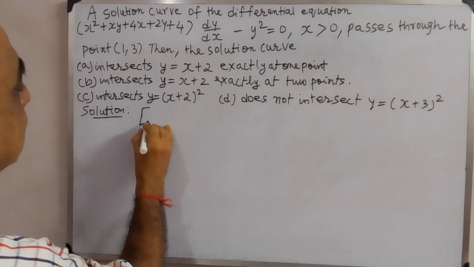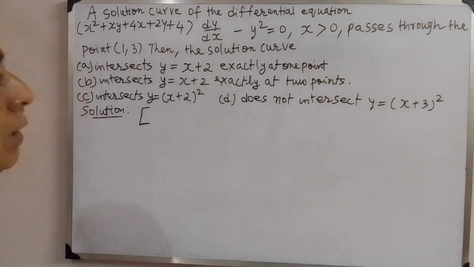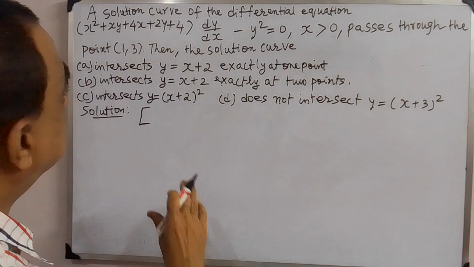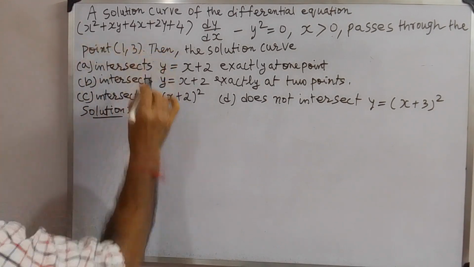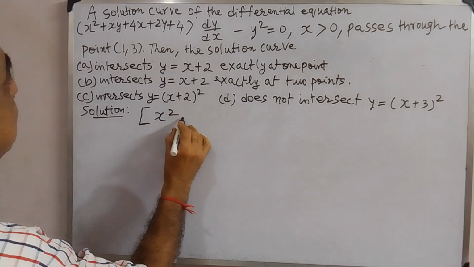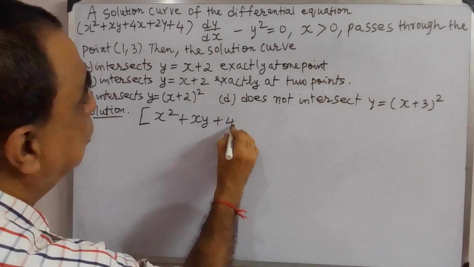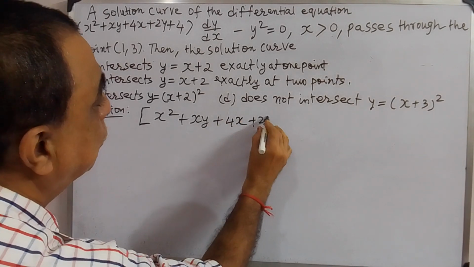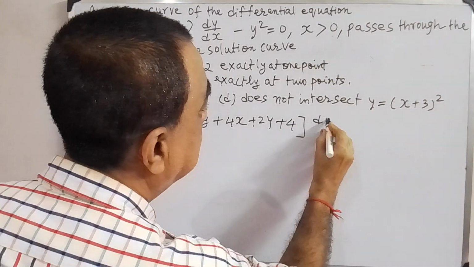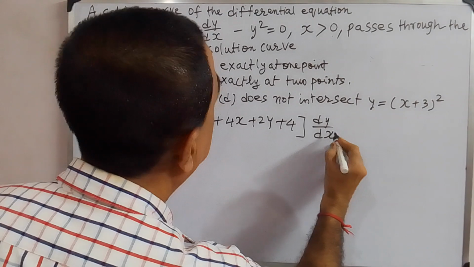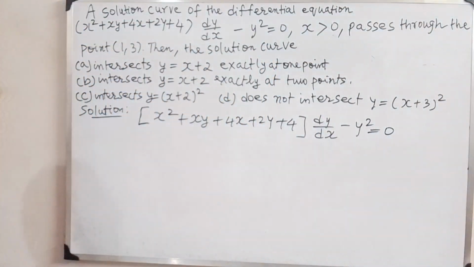Now how will we solve this differential equation? First we will change this differential equation to a linear differential equation. Now see how we are changing. This is the differential equation: x squared plus xy plus 4x plus 2y plus 4, dy by dx, minus y squared equals 0.